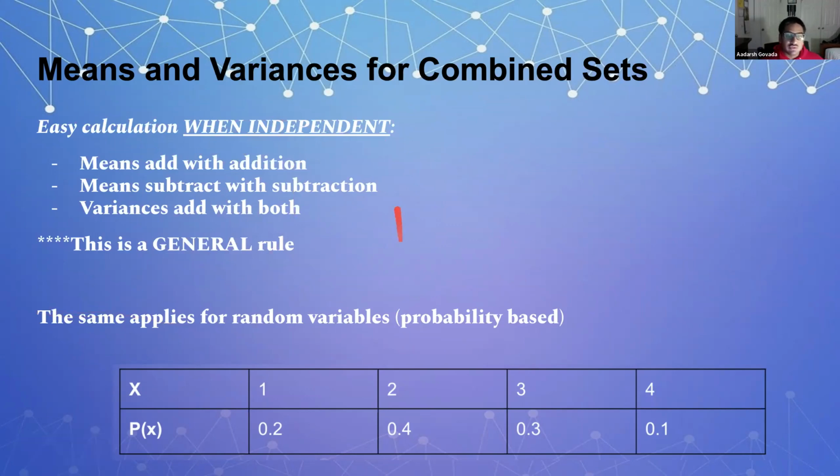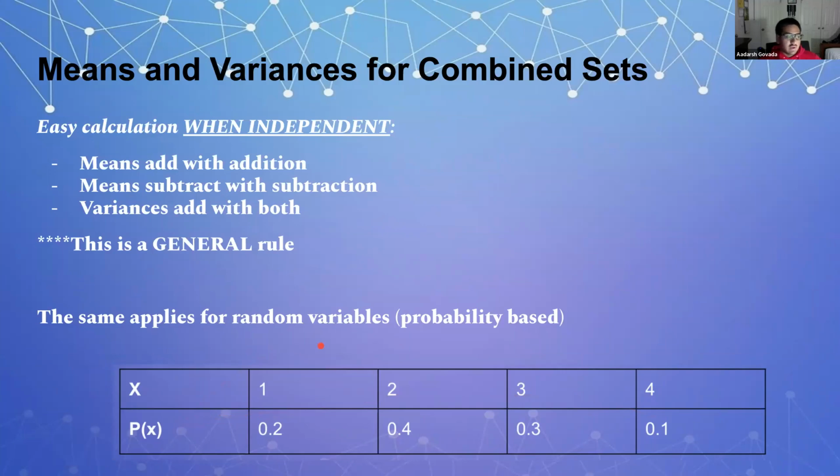But all these same rules, or rather these same tendencies, because this doesn't always work, also apply for random variables. So not just combined sets, which is basically two separate sets of data that you either add together or subtract one from the other. It also applies for random variables, so probability-based variables, which is like this table that we looked at last week, where you have these different values of X. These are all different possible outcomes. And then you have the probabilities of these outcomes.